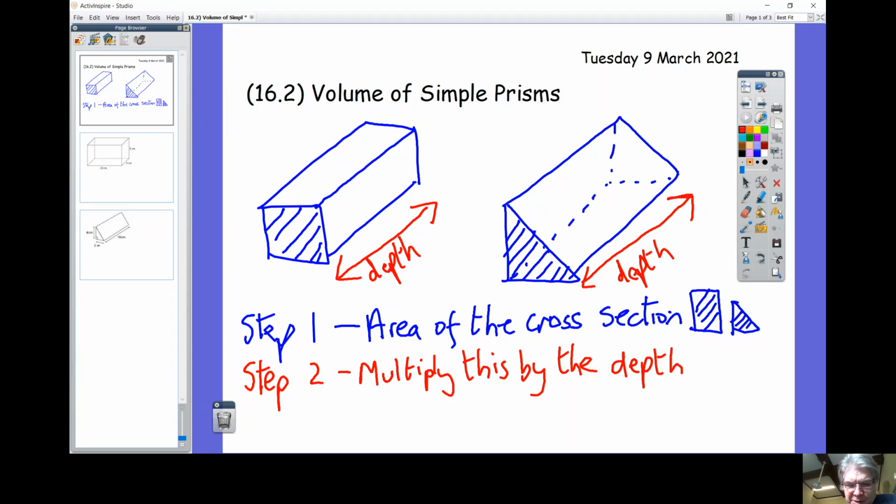So final point, I just want you to write down the unit. So that's it. That's all you have to do. But the units would be, for example, millimetres cubed, or centimetres cubed, or metres cubed. It's three-dimensional. So if you have to put in the units, whatever units you use for length, it's those cubed.